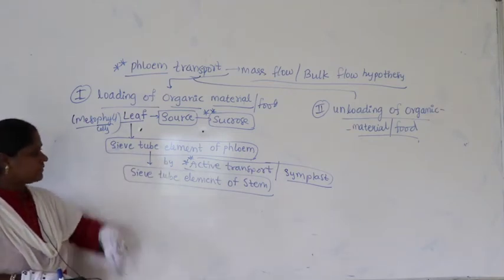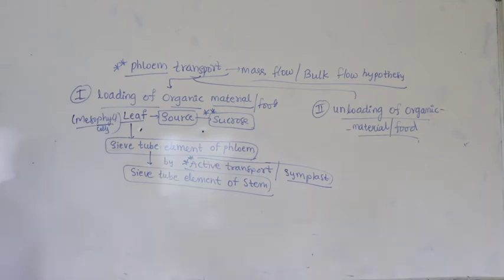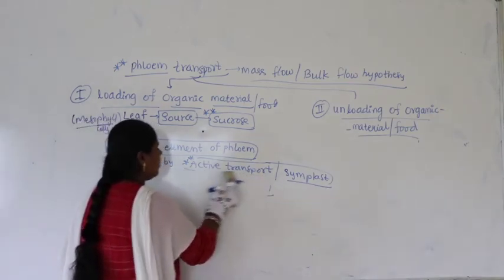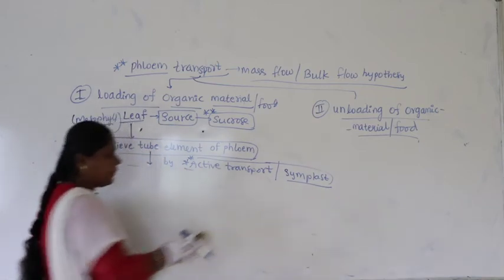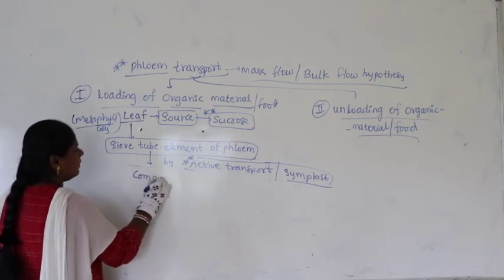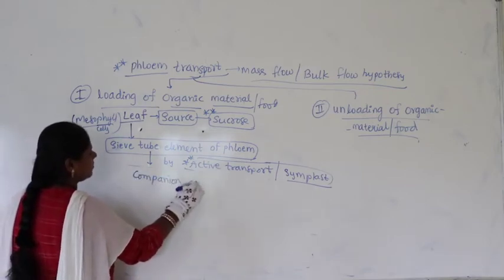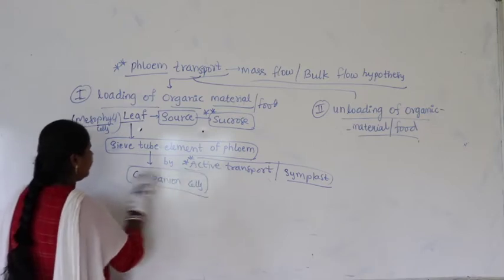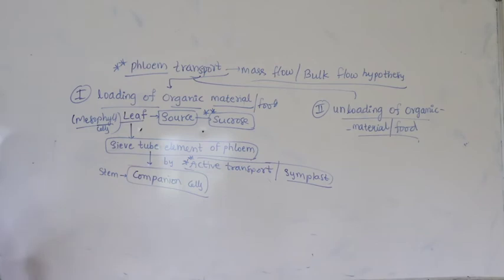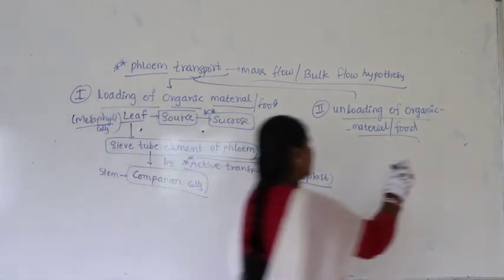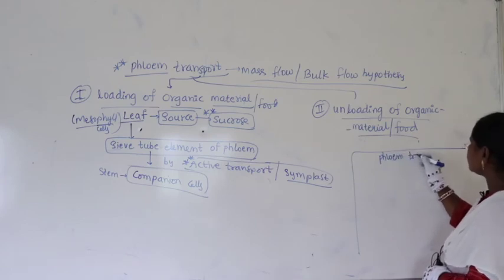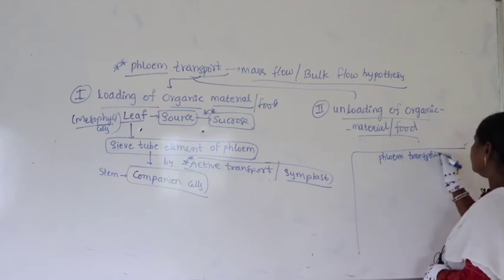But before that, you can write that it will not enter the sieve tube element of the stem directly. It will enter what is called companion cells. Enters into companion cells. Where are companion cells present? Companion cells are present in the stem. That means we are discussing three things in phloem transport. What are the three things here?